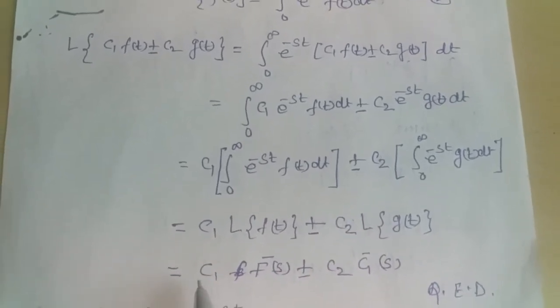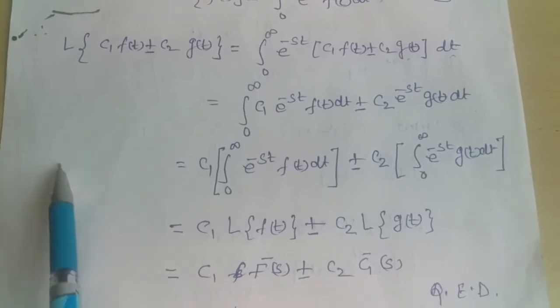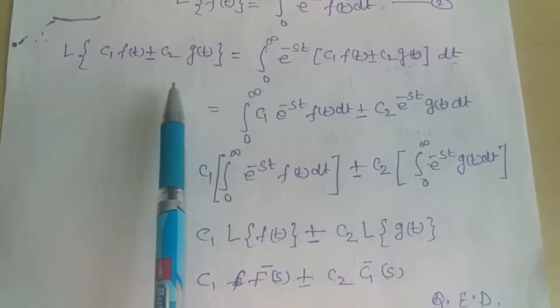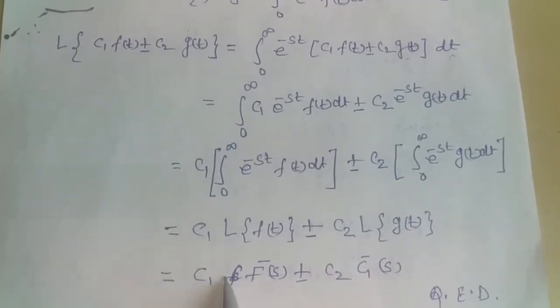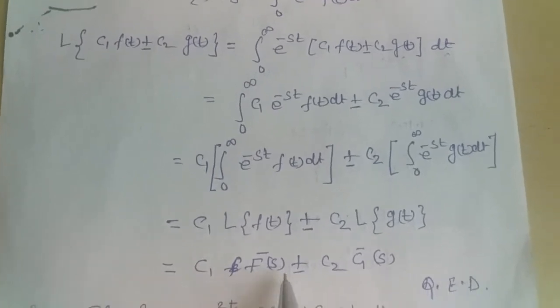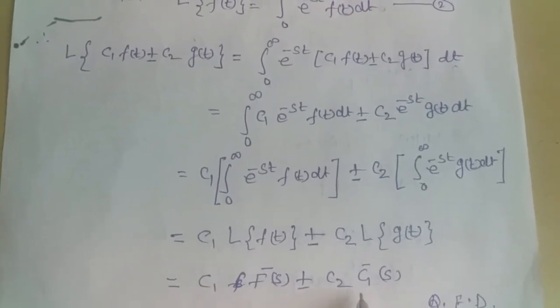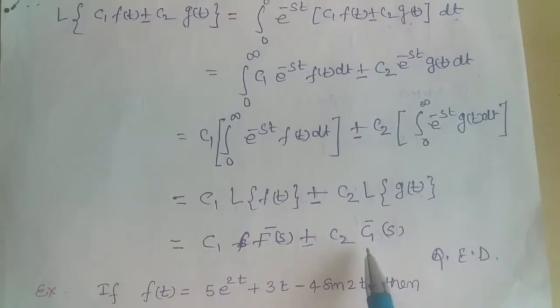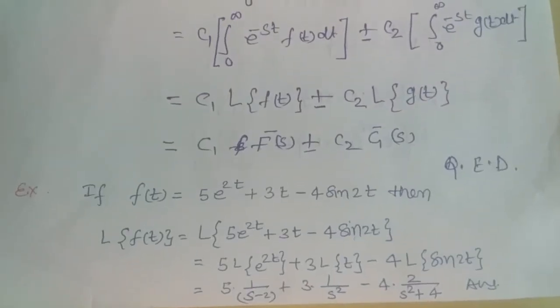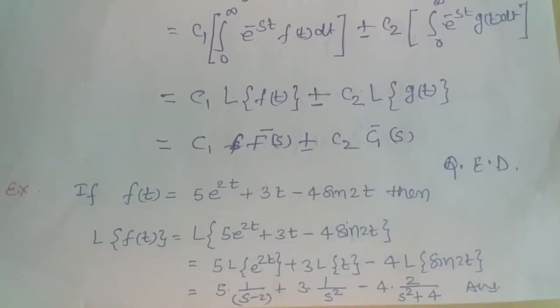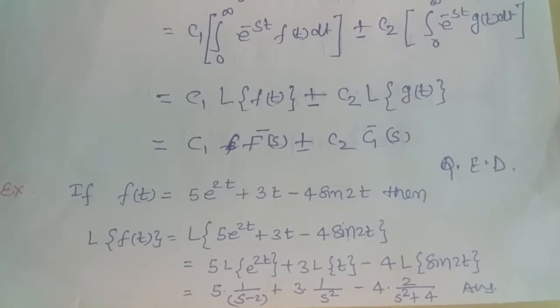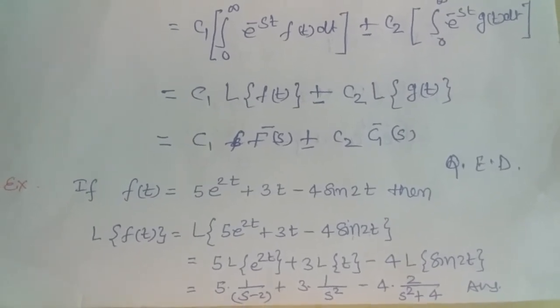So finally we get the Laplace transform of c1 f(t) plus or minus c2 g(t) is c1 F bar(s) plus or minus c2 G bar(s). So this is how we prove the linear property of Laplace transform.